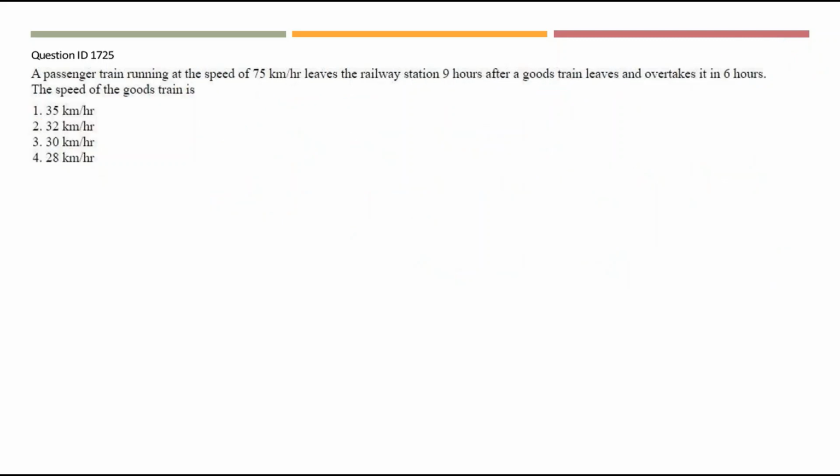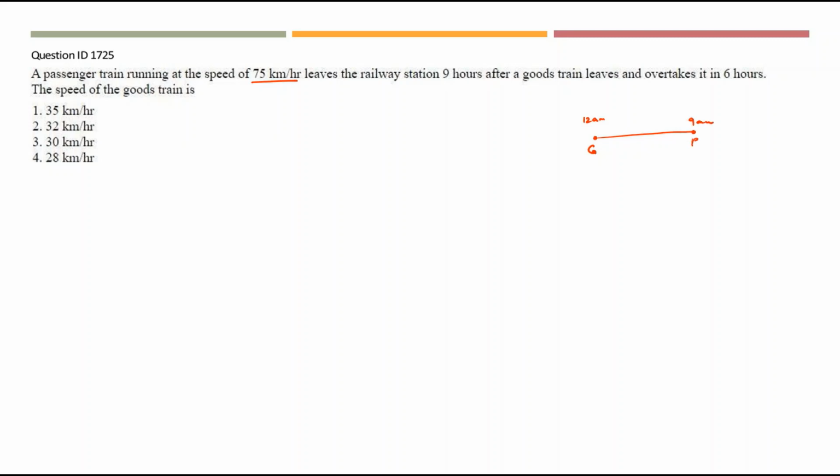Next question. A passenger train running at the speed of 75 km per hour leaves the station 9 hours after a goods train leaves and overtakes it in 6 hours. The speed of the goods train is? See, let's take a small depiction here. This is the goods train. Let's take for an example, it starts at 12 am. After 9 hours, a passenger train is leaving the railway station. So around 9 o'clock, the passenger train is also leaving the station.